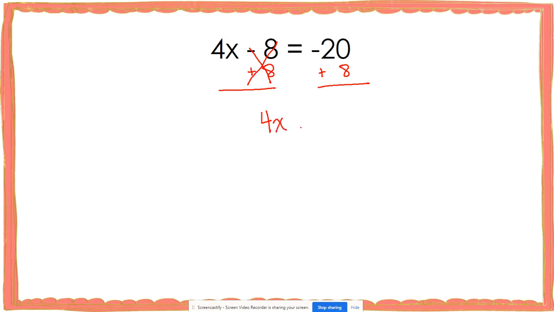which means I'm left with 4x on this side of my equation. Now I'm going to bring down my equal sign, and on this side of my equation, I'm going to add negative 20 plus positive 8. Negative 20 plus positive 8 gives me negative 12.